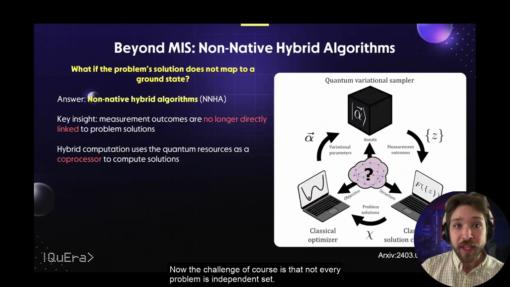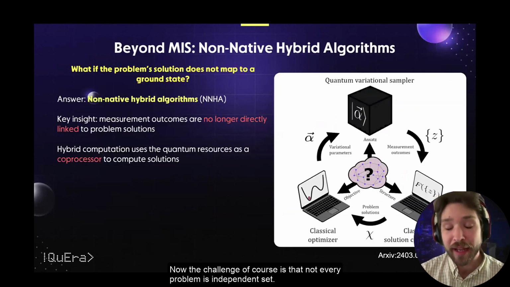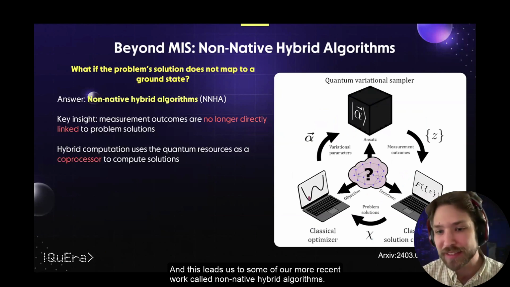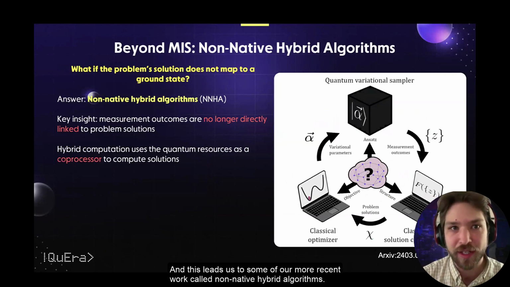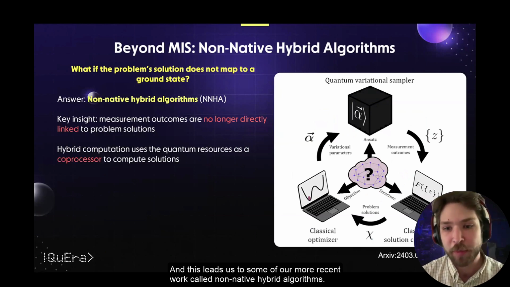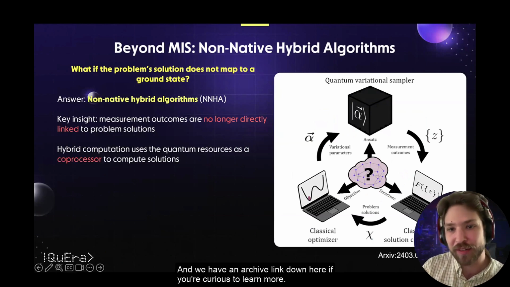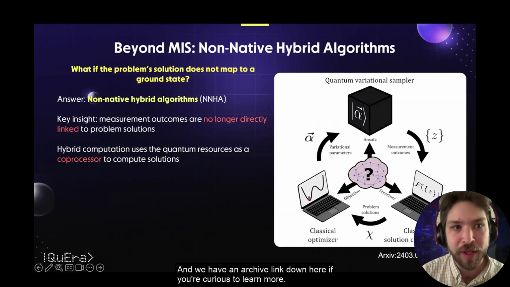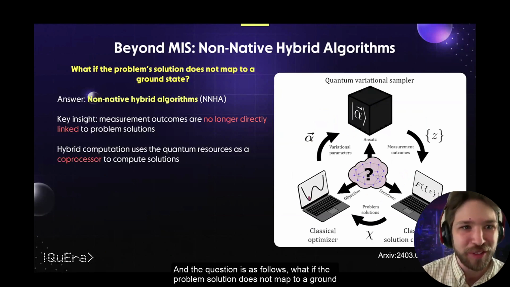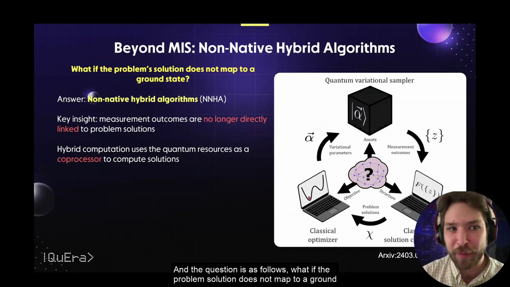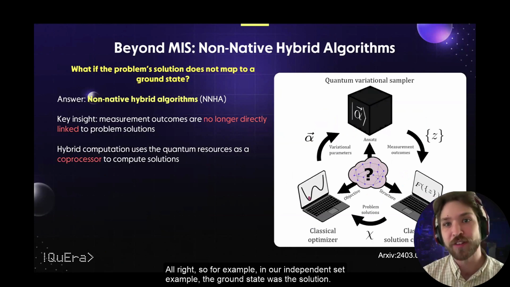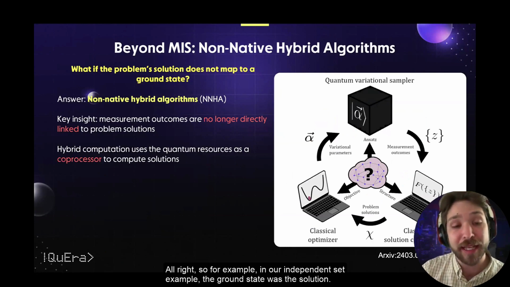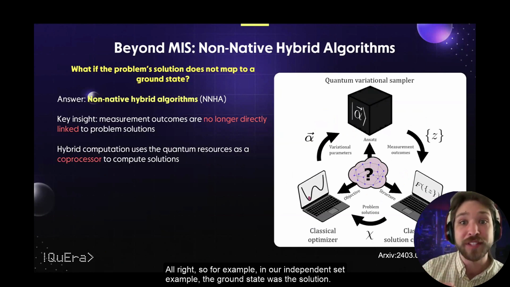Now, the challenge, of course, is that not every problem is independent set. This leads us to some of our more recent work called non-native hybrid algorithms, and we have an arXiv link down here if you're curious to learn more. The question is as follows. What if the problem solution does not map to a ground state, right? For example, in our independent set example, the ground state was the solution.